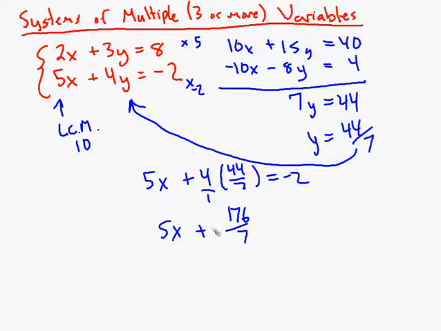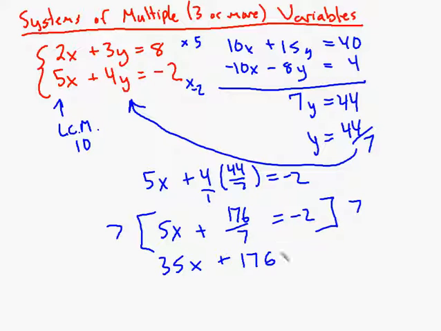I have my 5x. Now I could clear the fraction if I wanted to. So let's clear the fraction. What would I multiply by? 7. So I'll get 35x plus 176 equals negative 14. And then I'll subtract that 176, so I'll have negative 14 minus 176, and I'll get negative 190. And then I divide by my 35. So I have negative 190 over 35, which reduces to negative 38 over 7.